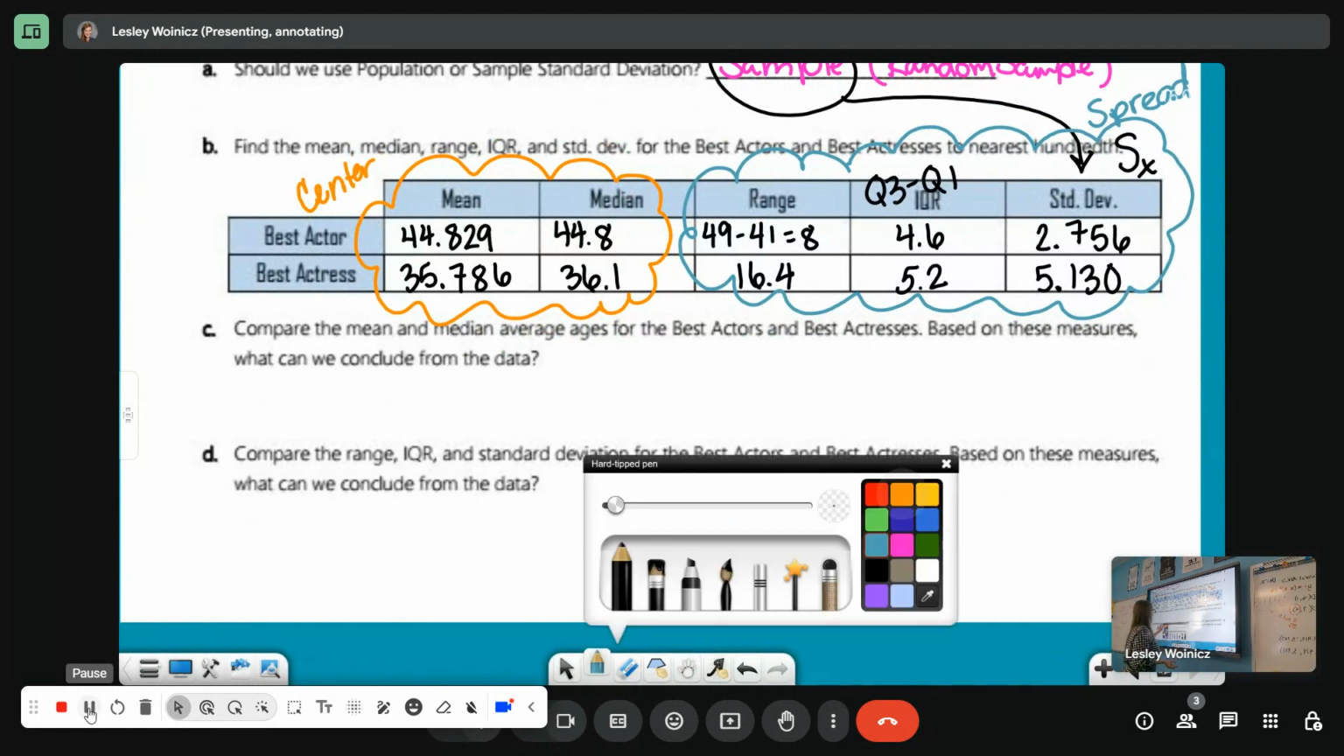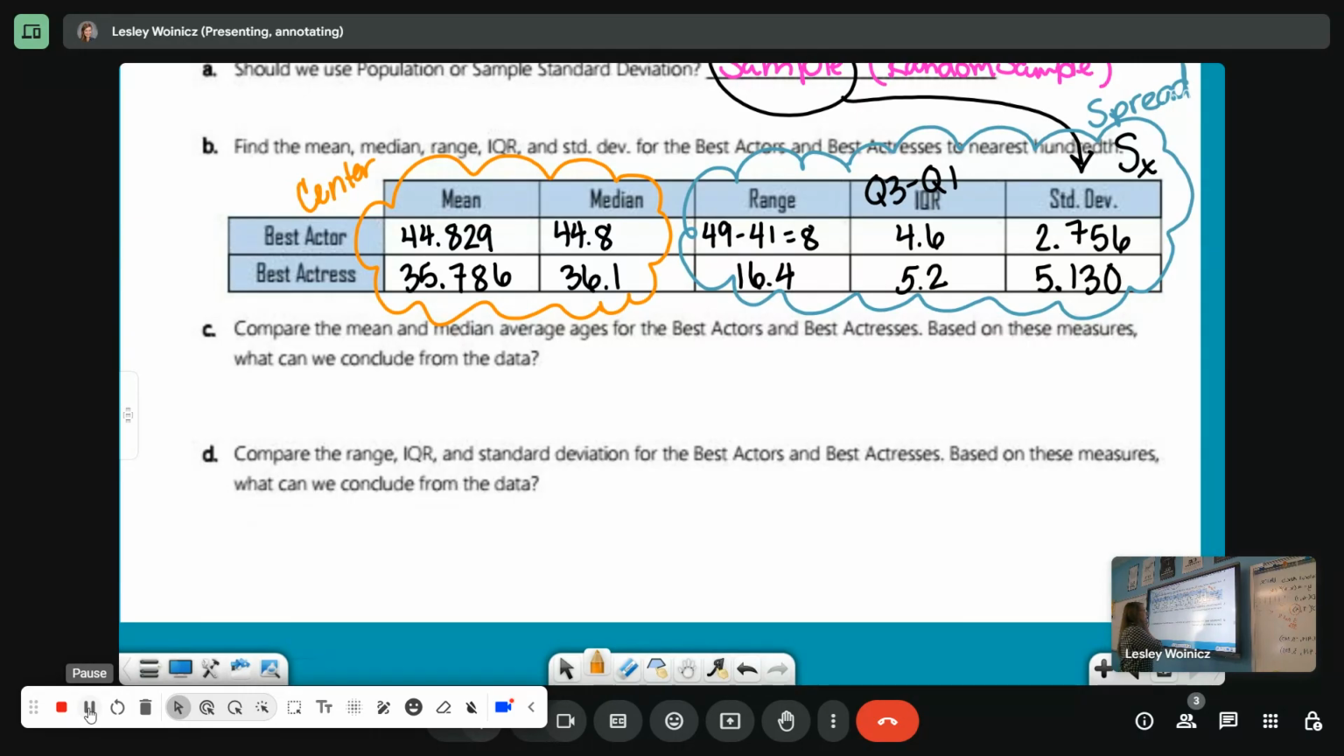Okay, so the first part C says to compare the mean and the median because those are both measures of center. Based on these two measures, what can we conclude about the data? So if I'm looking at the 44.829 and the 35.786 and then the 44.8 and the 36.1, these are bigger. So that means that on average, the best actors were older.